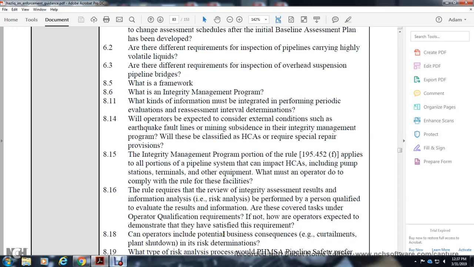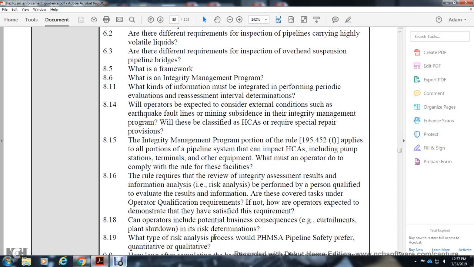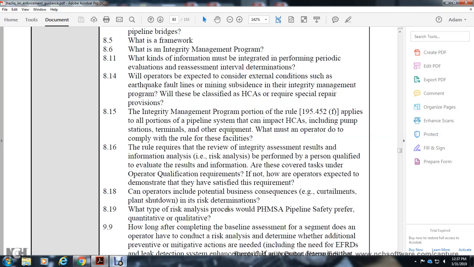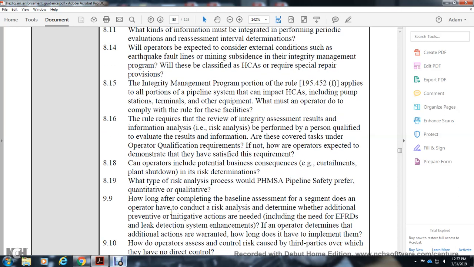8-18: Can the operator have the potential business consequence of the curtailment of the plan, shutdown of the risk determination? 8-19: What type of risk analysis of the PHMSA pipeline safety before requirement of the quality of the 9-9? How long after completing the baseline for the operator with the risk analysis determine additional preventive and mitigative action, including the need for the EFRD for the leak detection system and enhancement? If the operator determines additional action is warranted, how long do they have to implement then?